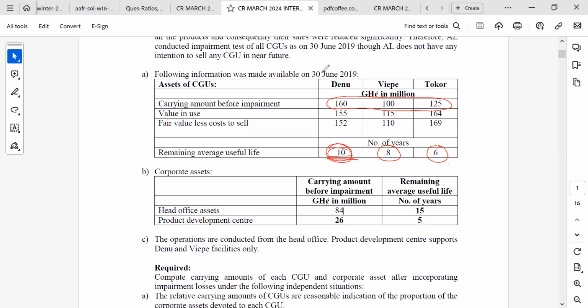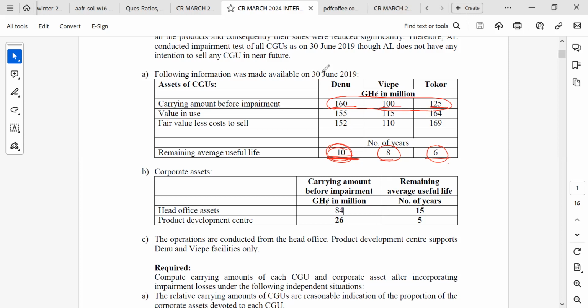So let's share the carrying value of the corporate asset based on the number of years that they are going to use it. So we find what we call the weighted average carrying value. If you have 160 and you are going to use the asset for 10 years, let's multiply 160 by 10. Let's multiply the 100 by 8. Let's multiply 125 by 6 to find the weighted average carrying value, or number of years, anyhow you want to call it.